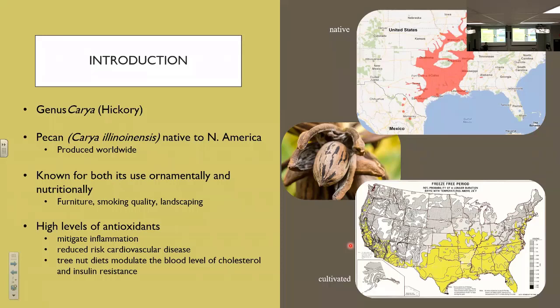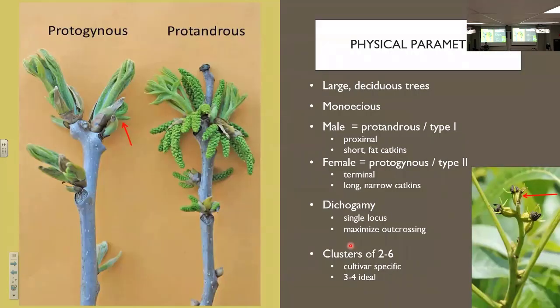We usually think of it here mostly at Texas A&M for its nutritional aspects and the edible kernel. But in general, the hickories as a whole are known to be used for ornamental purposes as well, being used commonly in furniture building, smoking quality for Texas barbecue, and even landscaping. But coming back to the nutritional aspects and pecan specifically, they're being increasingly found to be great sources of antioxidants and healthy fats, which have been shown in other studies to help mitigate inflammation and reduce the risk of cardiovascular disease.